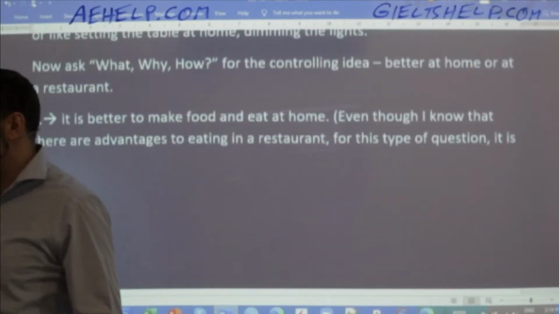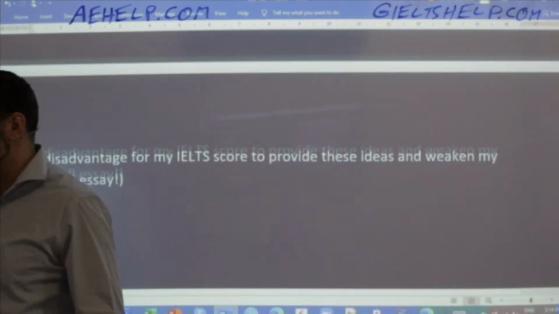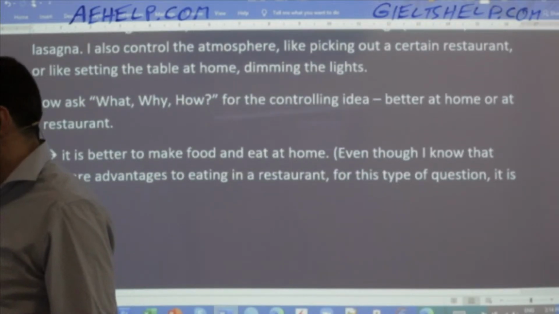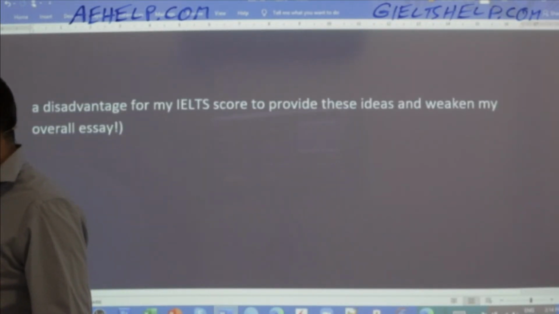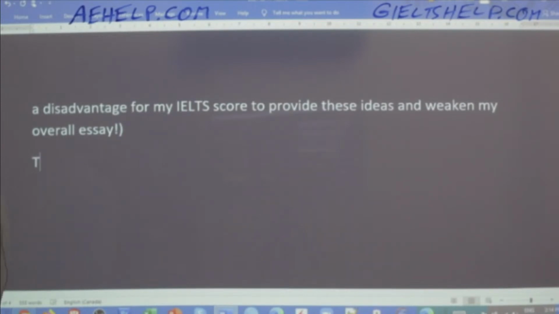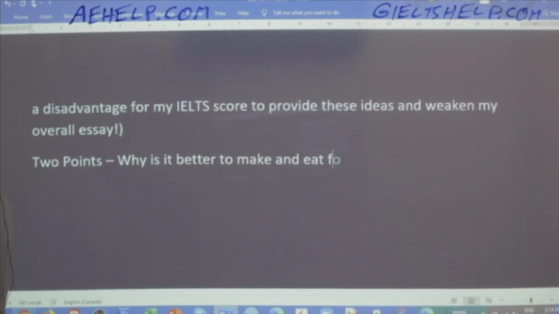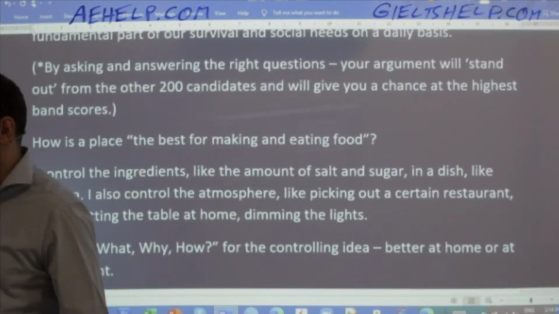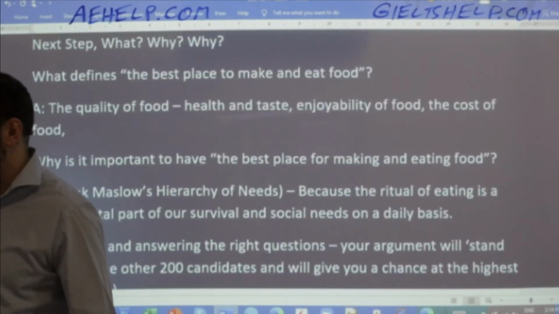Okay, so let's quickly pick out a couple of points based on our critical thinking of why it's better to make and eat food at home. Okay, so 2 points. Only 2 points. Think of more, but pick 2 that you think are the best. Why is it better to eat or make and eat food at home? Okay? Think about this planning here of the why, especially the what and the why.